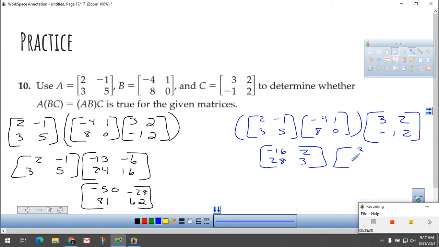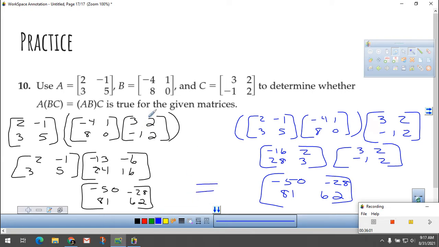Alright, and so now let's multiply by that other matrix, and let's see what we get. They should match up. Alright, negative 16 times 3 is negative 48, 2 times negative 1 is negative 2, and that does give me negative 50. Negative 16 times 2 is negative 32, 2 times 2 is 4, negative 32 plus 4 is negative 28, so that checks out. 28 times 3 is 84, minus 3 is 81, that checks out. And then 28 times 2 is 56, plus 6 is 62, so sure enough, they check out. So the associative property does hold for matrices.